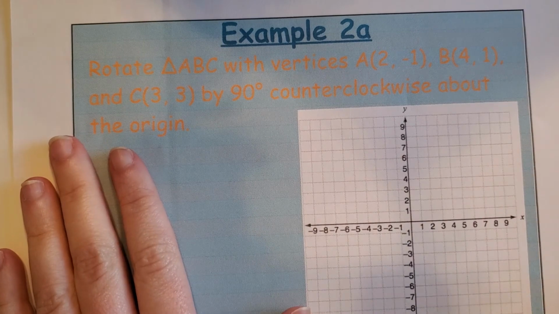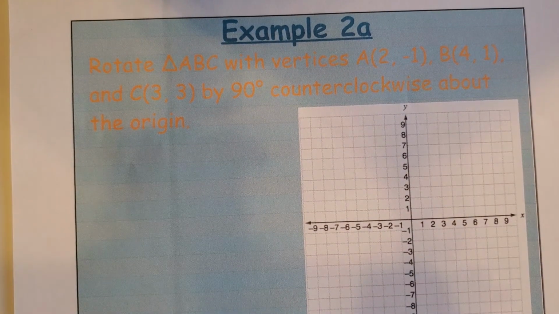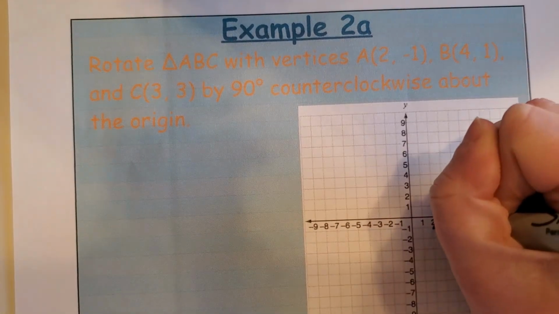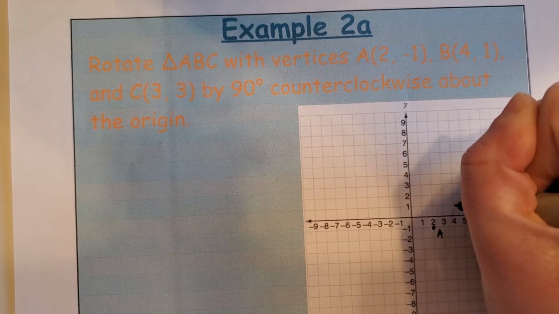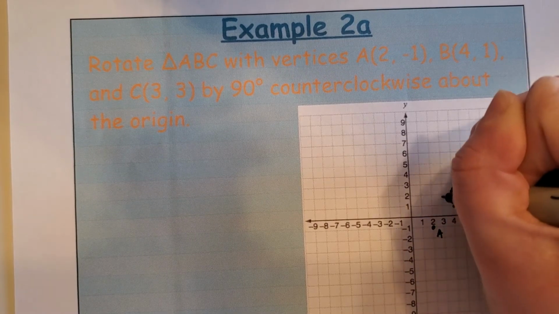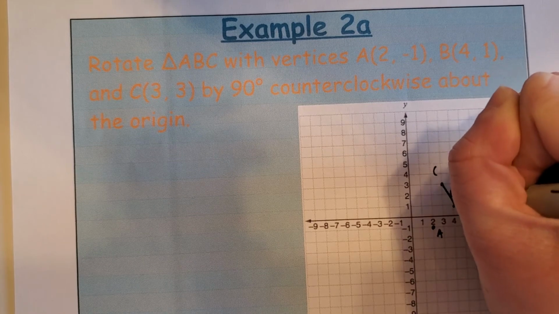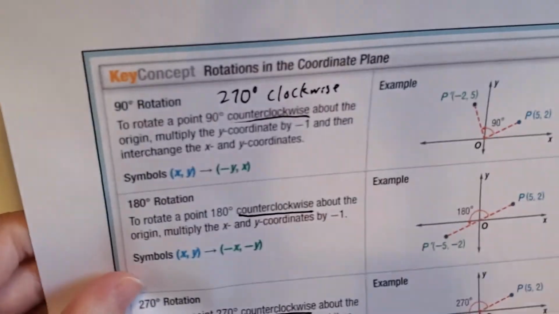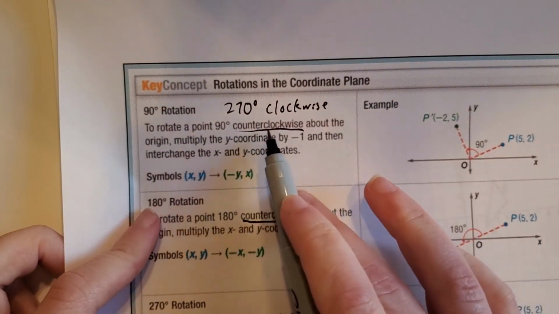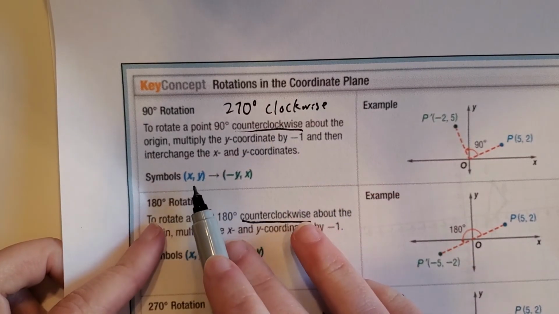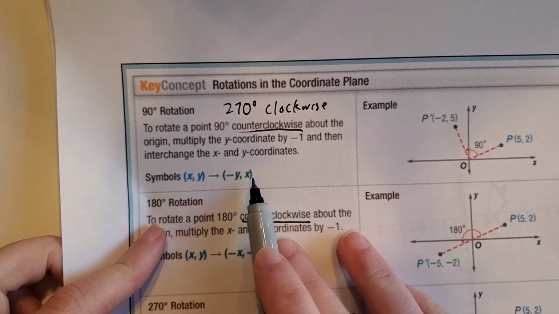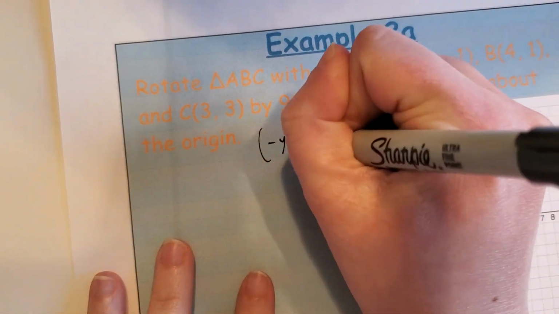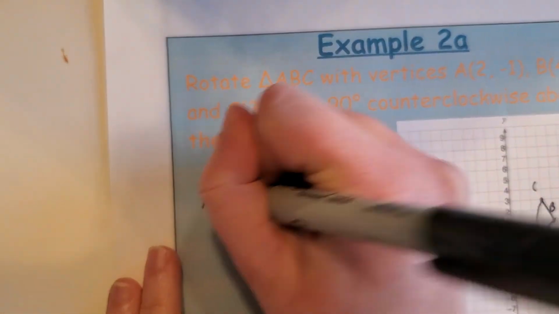Rotate triangle ABC with vertices at these points 90 degrees counterclockwise about the origin. So let's, again, graph this first. Okay. If I go back to the rules, this is the 90 degrees counterclockwise that we're asked for. So we're going to take our x and y, switch their places, and then make the original y value negative. So again, I'm going to write that down just to remember it. And let's actually do it.